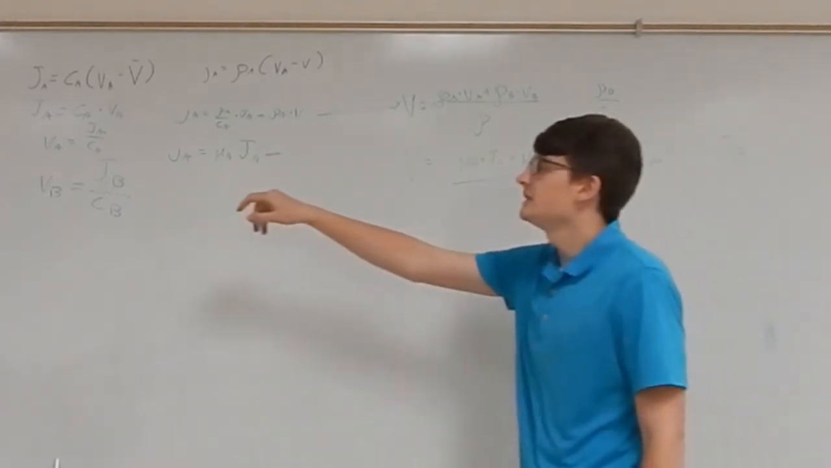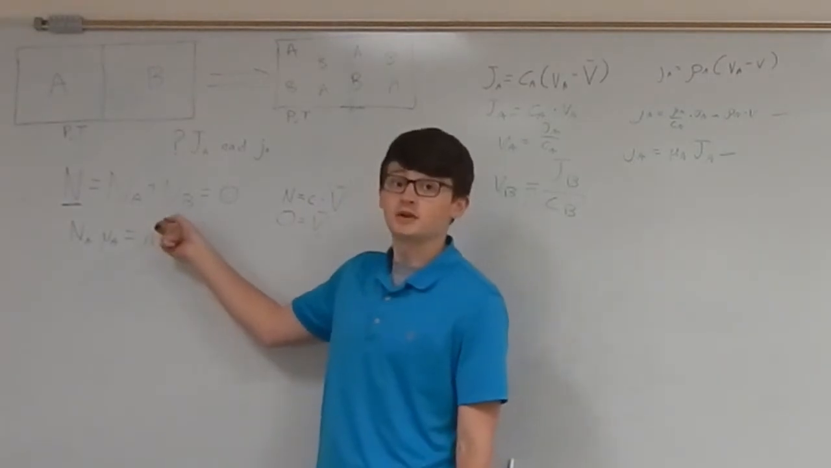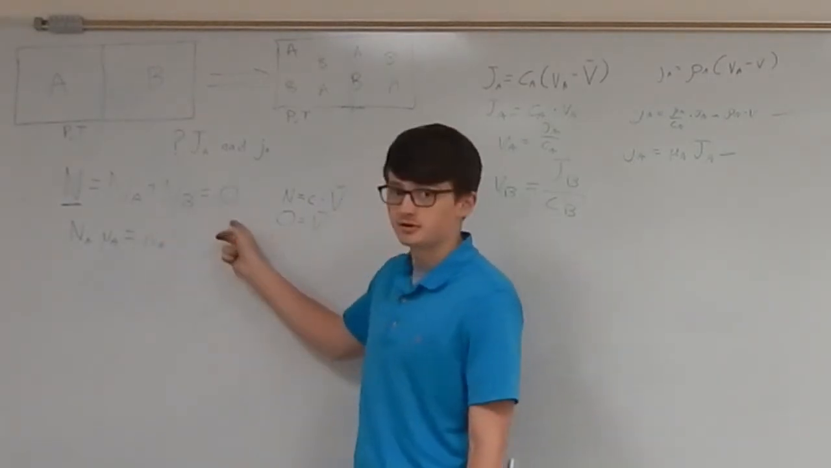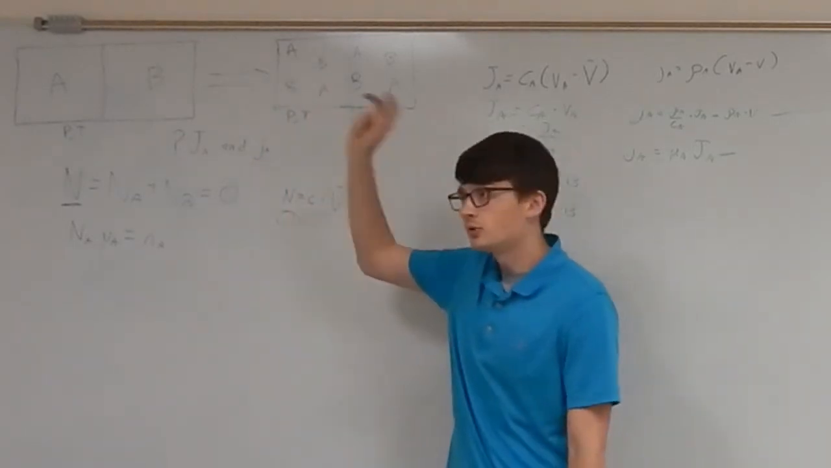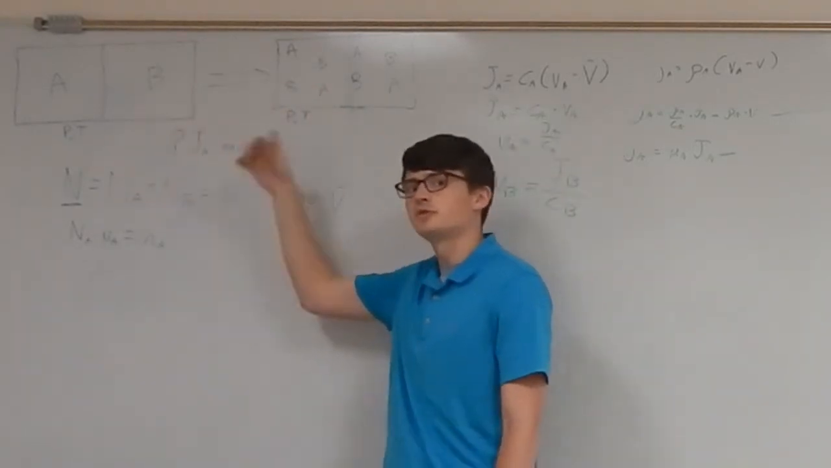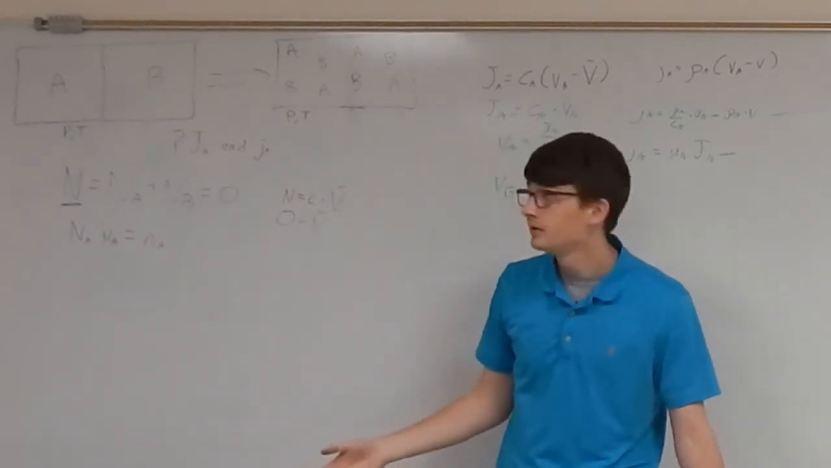There is the net molar flux. The net molar flux, not diffusion flux, molar flux, is 0. That's because for every mole of B that goes over to the left, a mole of A comes over to the right. And so they cancel out, they're 0.